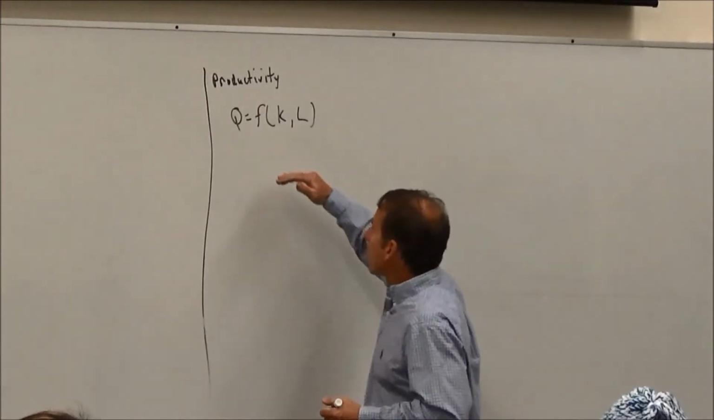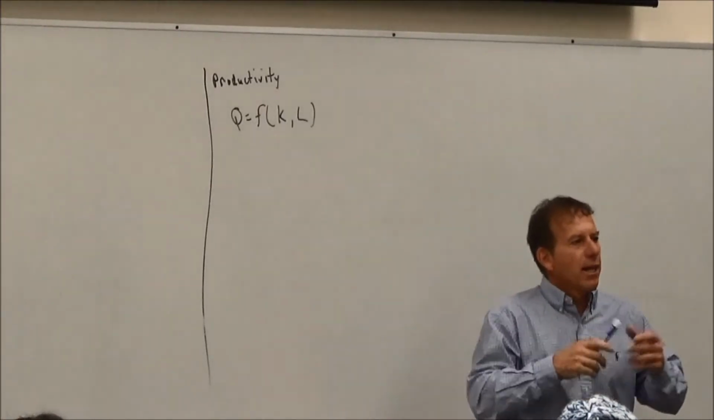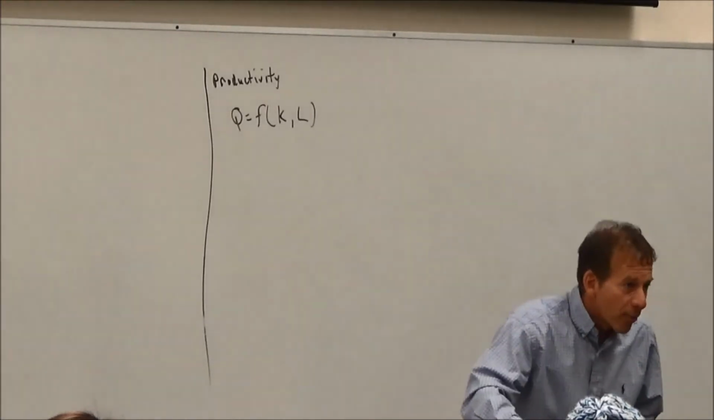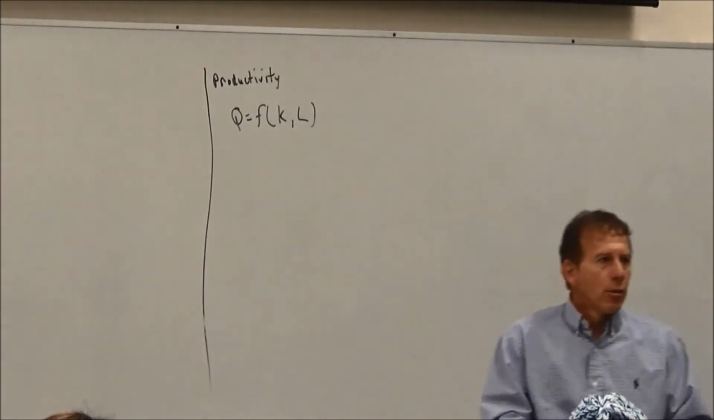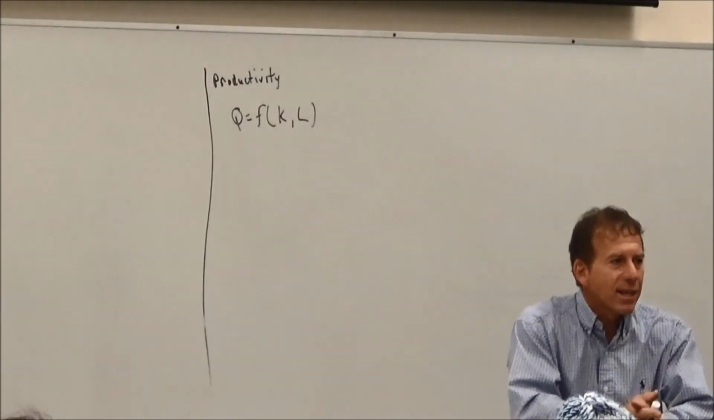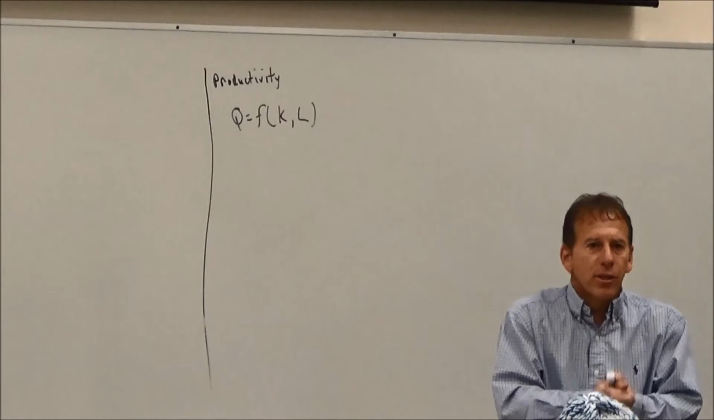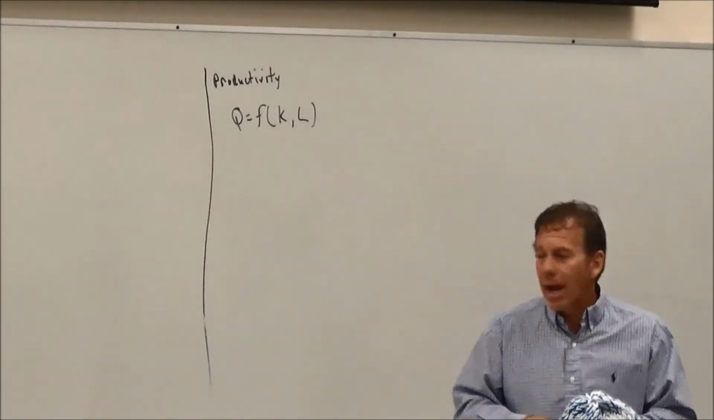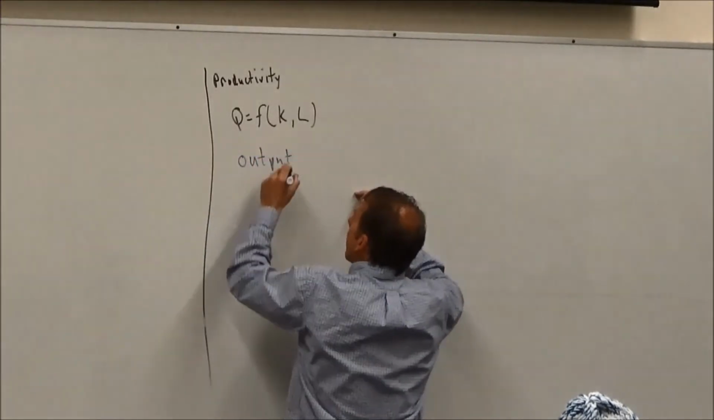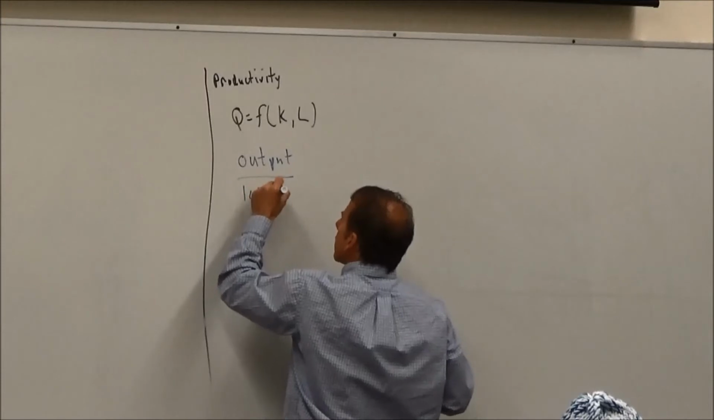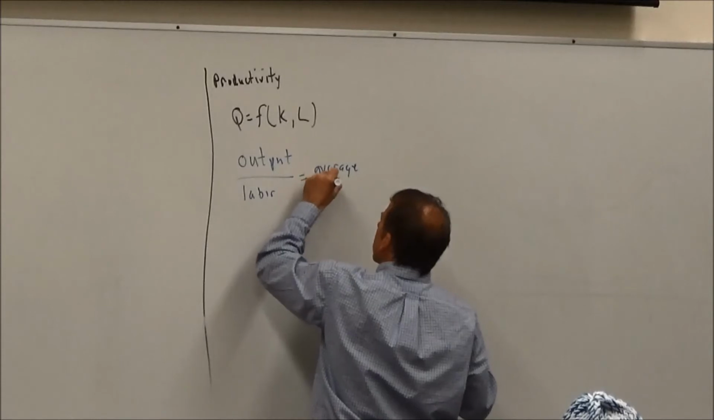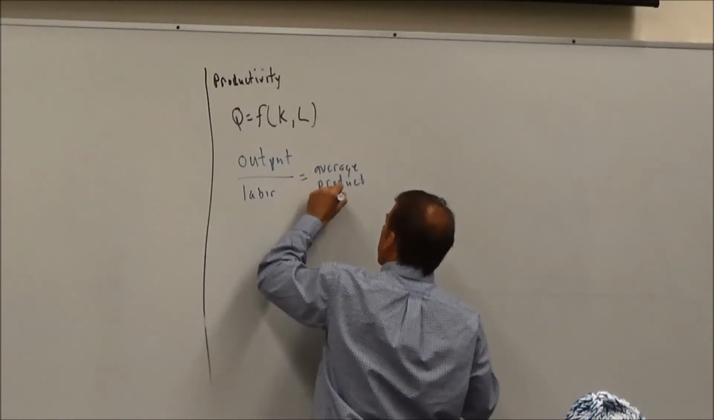All productivity is going to end up being, being productive means that you work harder, or you end up with more product per hour than you did before. So your productivity is just how much output you have divided by the labor. That's going to be your average productivity. So we just take your output divided by your labor units, and that gives you something called average product of labor.